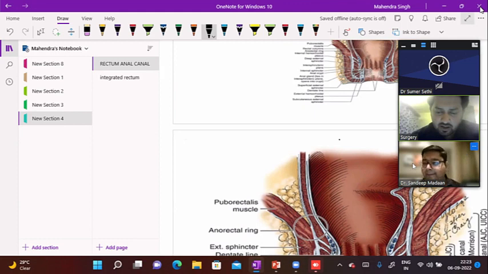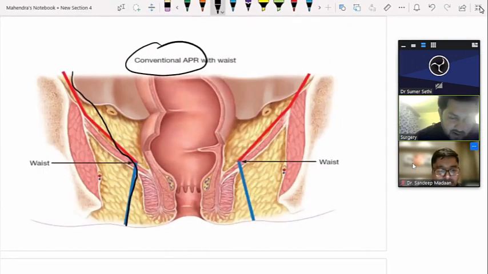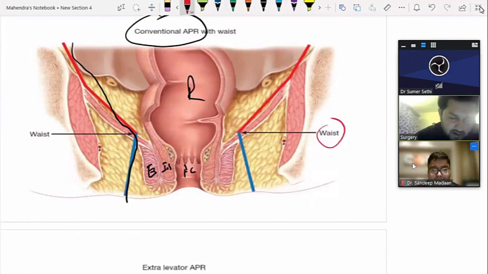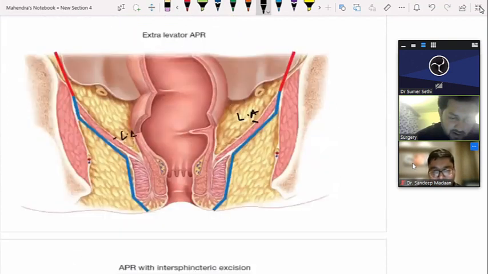You remove the rectum as well as the anal canal. This is the external sphincter, this is the internal sphincter. There is a modification of this APR which has come, because sometimes in conventional APR we find that at this part there is wasting of the specimen, so recurrence can occur. We will take this levator also. So when you take this levator, that is known as extralevator abdominoperineal excision.